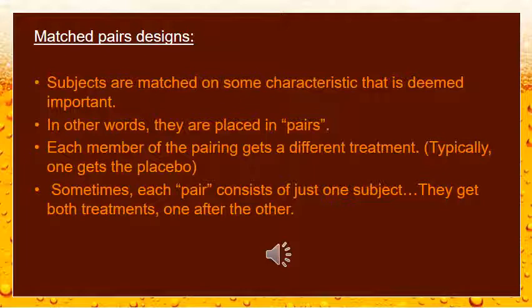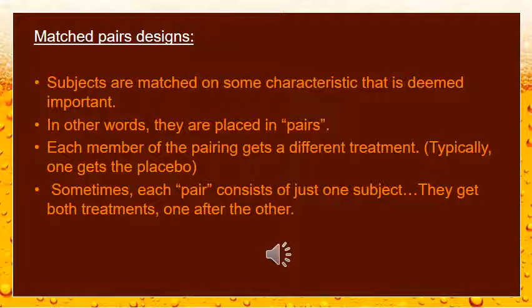So they're very similar. So here I eliminate not only gender as a lurking variable, but I eliminate age, and weight, because weight can affect how you process alcohol. I can eliminate all sorts of lurking variables here. I can take into consideration their health status, their height, etc.